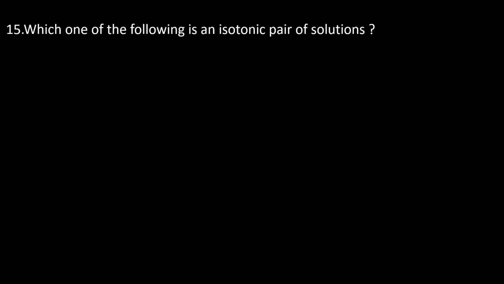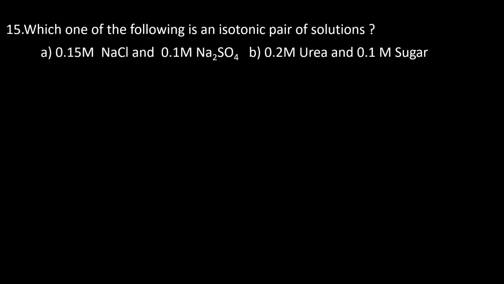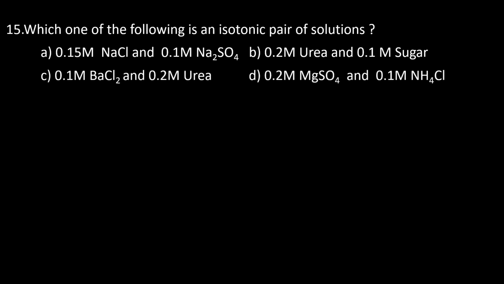Next question. Which one of the following is an isotonic pair of the solutions? A 0.15 m NaCl and 0.1 m Na2SO4, B 0.2 m urea and 0.1 m sugar, C 0.1 m BaCl2 and 0.2 m urea, D 0.2 m MgSO4 and 0.1 m NH4Cl.